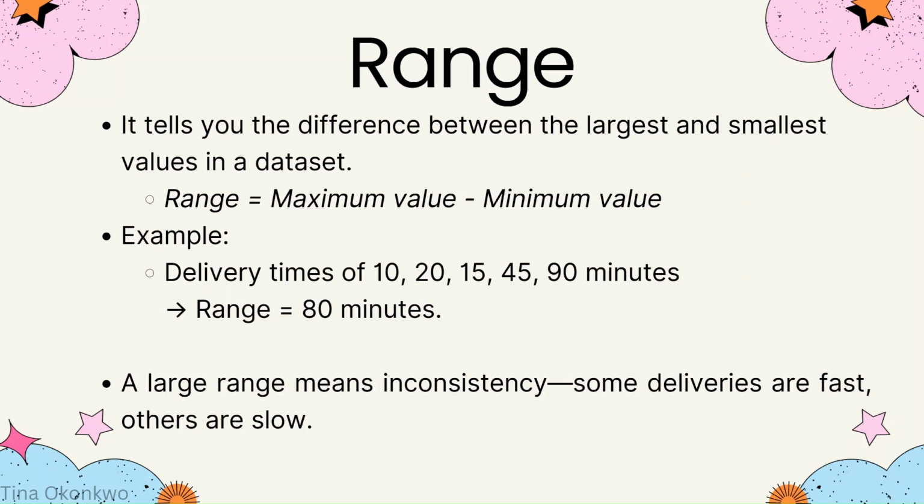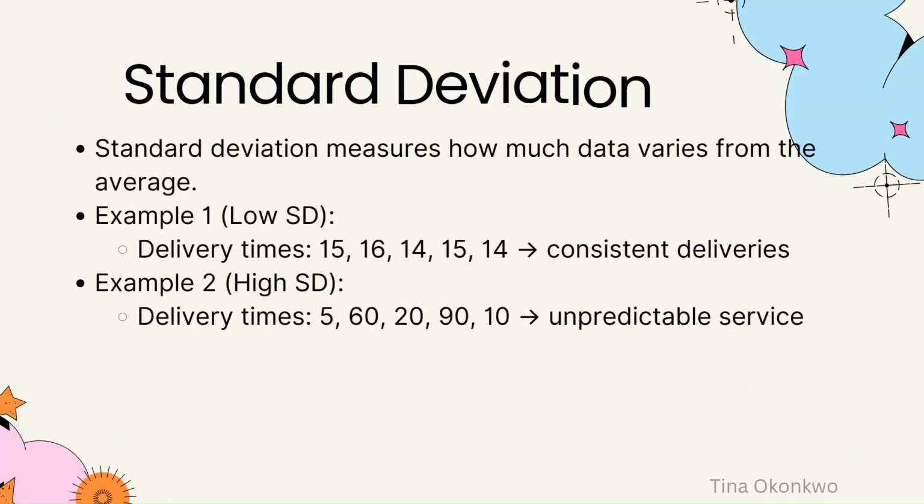The next one is your standard deviation. Your standard deviation measures how much your data varies from the average. Think of it like this: are your delivery times pretty consistent, or do they jump all over the place? Let's look at an example. Let's say your delivery times are 15, 16, 14, 15, and 14 minutes. All of these are super close to the average, which is 15 minutes.